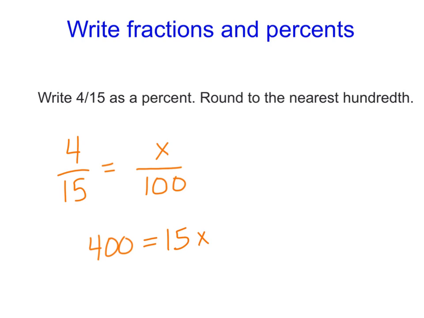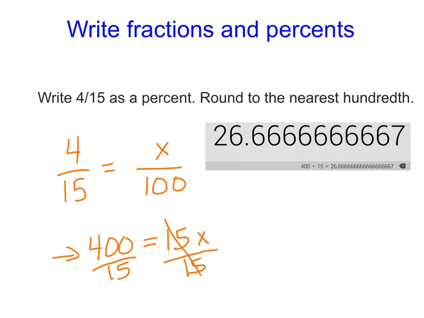Okay. Now I want to get my x by itself. So to do that, I have to divide each side by 15. And that cancels itself out. So now to solve for x, I'm going to have to do this problem, 400 divided by 15. And when I do that on my calculator, I get 26.6 repeating. And remember, this will go on forever.